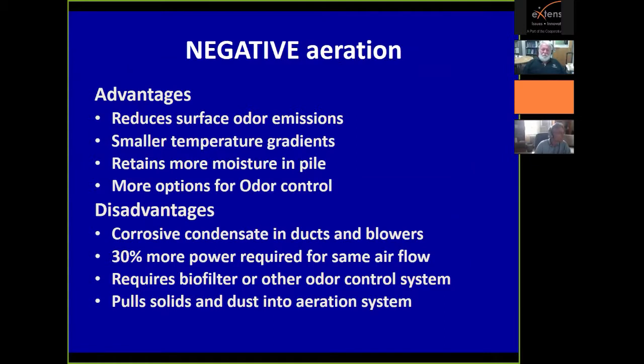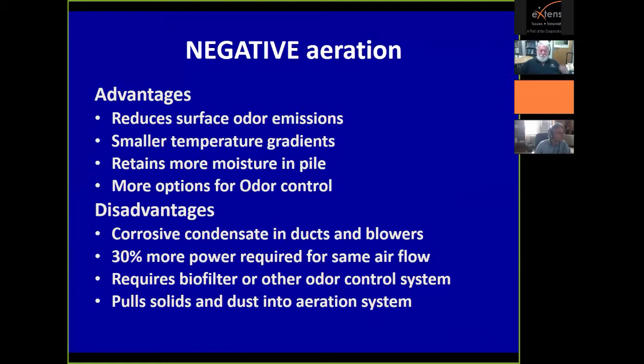The advantage of negatively aerated static piles is that you don't have the surface odor emissions that you have with positive air, because you're not literally blowing odors out of a pile, you're sucking everything down into the pile. So you get somewhat smaller temperature gradients. You tend to keep a bit more moisture in the pile with negative air, and you have more options for odor control because you've concentrated that air stream into a manageable area.